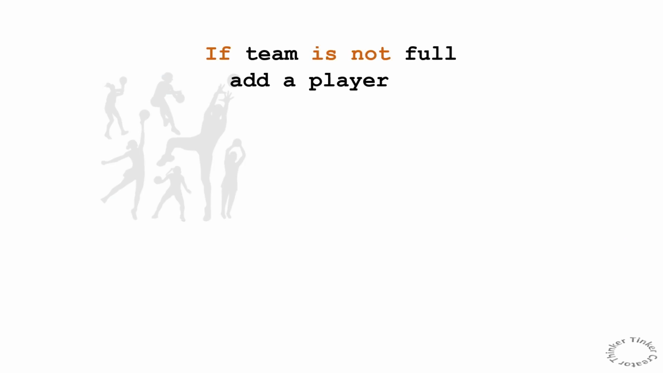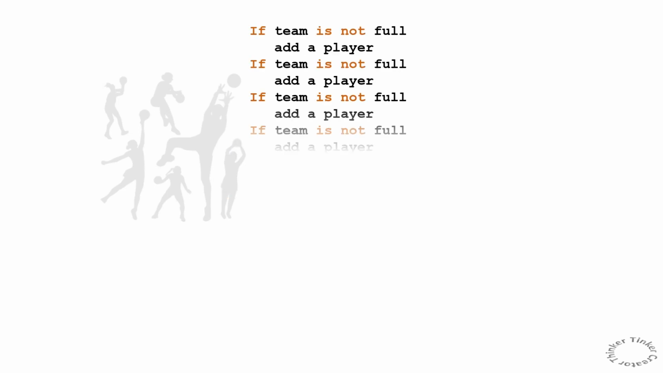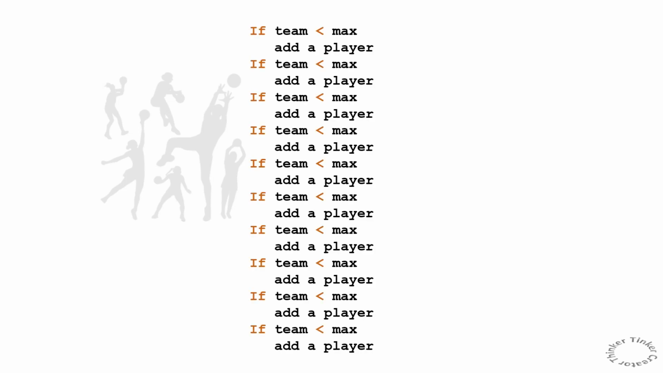Suppose we want to form a sports team. If the team is not full, add a player to the team. To add 5 players, we need 5 if statements. To add 10, we need 10 if statements. Now what if we want to change the code? The change has to be made in every if statement. Clearly this is repetitive. A loop can simplify this.